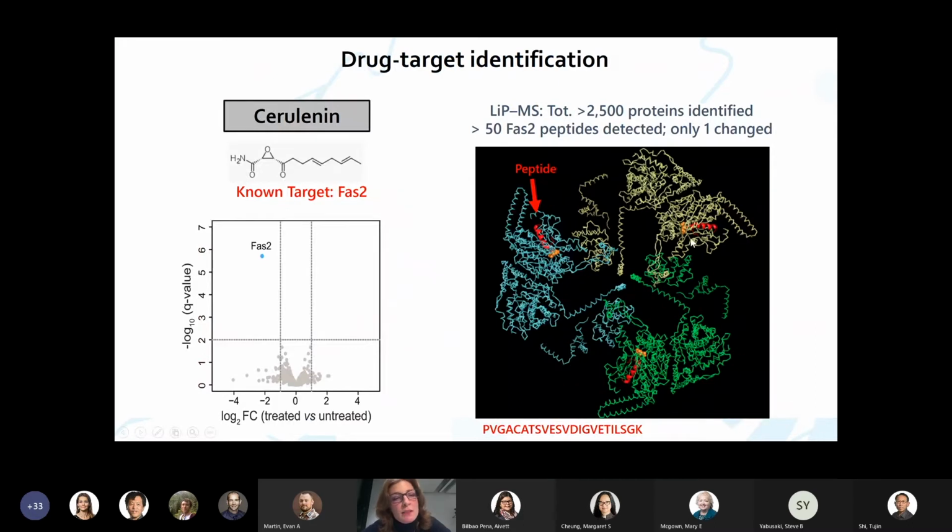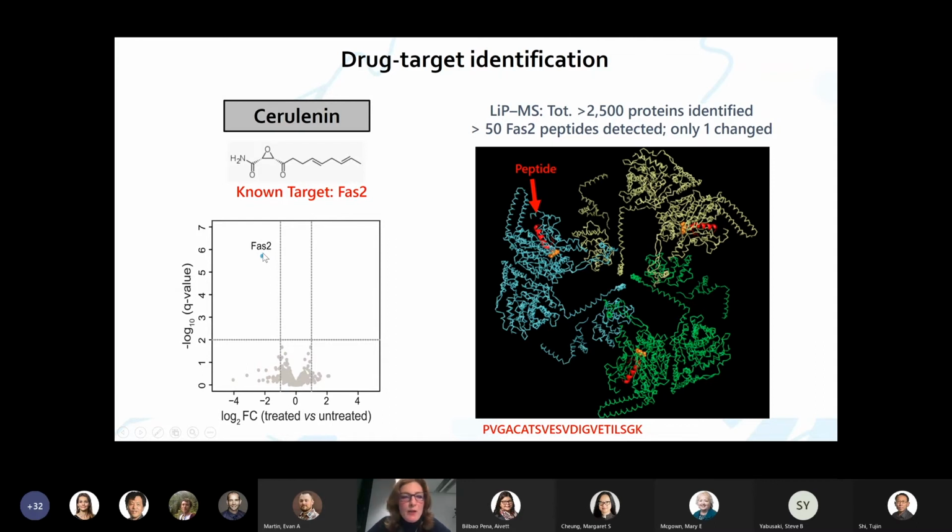We focused on a drug called cerulenin, which is known to bind a single protein in yeast, the protein fatty acid synthase subunit 2. So we lysed yeast cells, and then we added cerulenin, which is an antifungal compound, by the way. It kills yeast. So we added cerulenin to the lysate, and then we asked which proteins change their proteolytic patterns. And we detected here only one protein with altered peptide fingerprints out of more than 2,500 proteins we measured in this experiment. And this protein was fatty acid synthase, subunit 2.